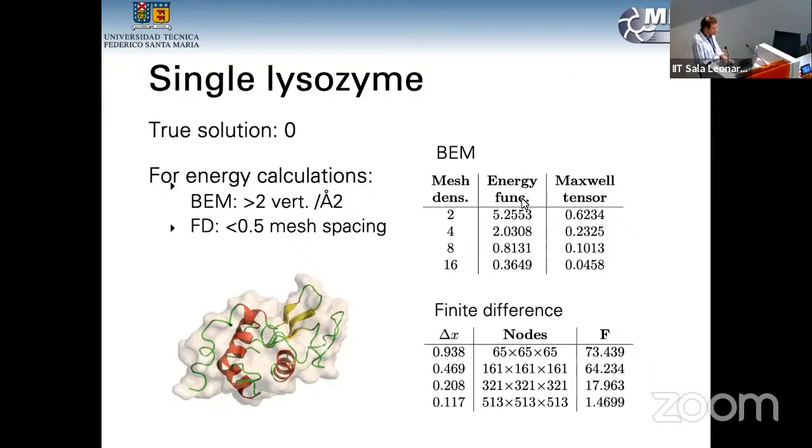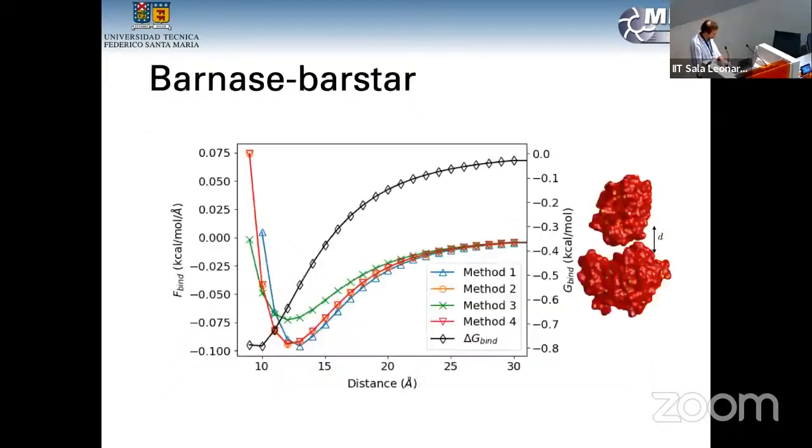On the other hand, with boundary element methods, in our experience with a mesh of 2 vertices per square angstroms, 4 vertices per square angstroms, we should be good. And with 204, for example for the Maxwell tensor, we're already pretty close to 0, which is remarkable in the sense that even though we're computing the derivative of a value, the mesh that we need is the same mesh that we are using for energy. So that's a good thing.